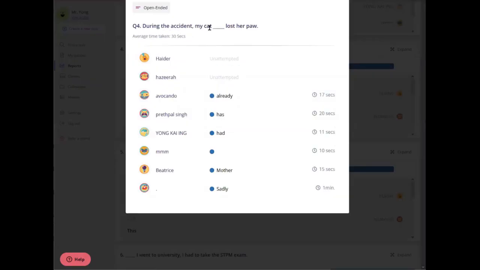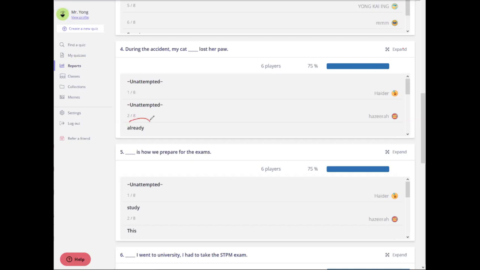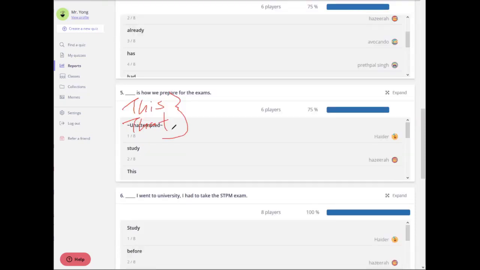Question 4. During the accident, my cat blank lost her paw. I was going for already and sadly. I remember that was another word over there. And these words are adverbs. They add information to adjectives, to verbs, and also to other adverbs. Blank is how we prepare for the exams. And these are called pronouns.